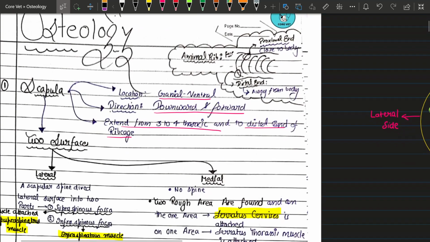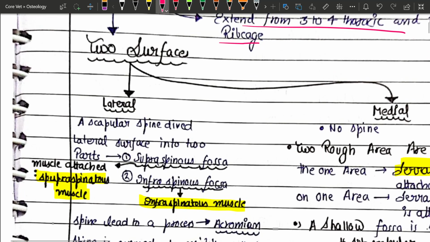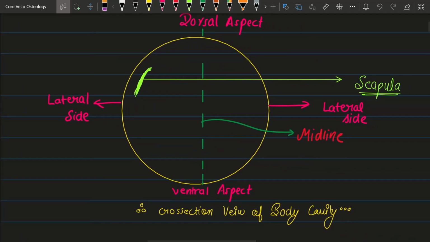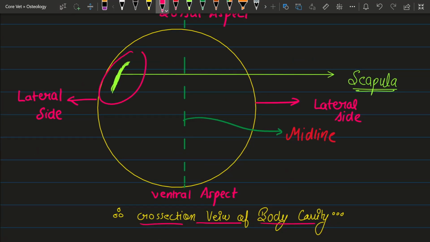Now coming on to the surfaces. A scapular bone bears two surfaces. What are they? The first one is the lateral surface, and the second one is the medial surface. Before starting the surfaces, let me tell you how these surfaces are seen. Consider this as a cross-section view of a body cavity, and here is the scapular bone. This is the scapular bone.